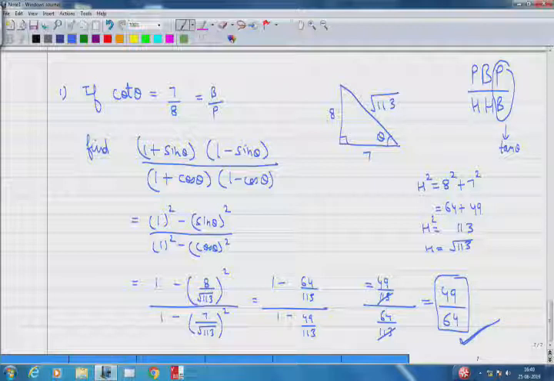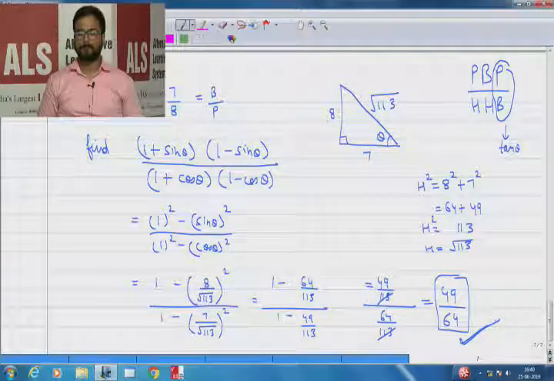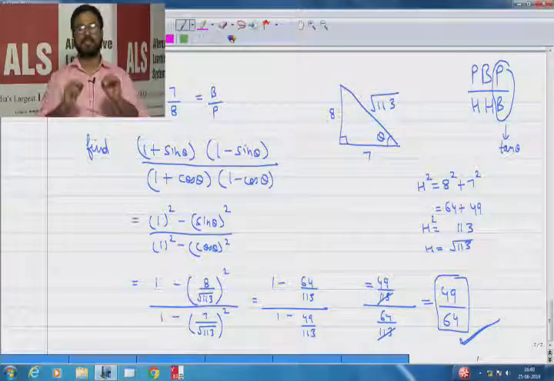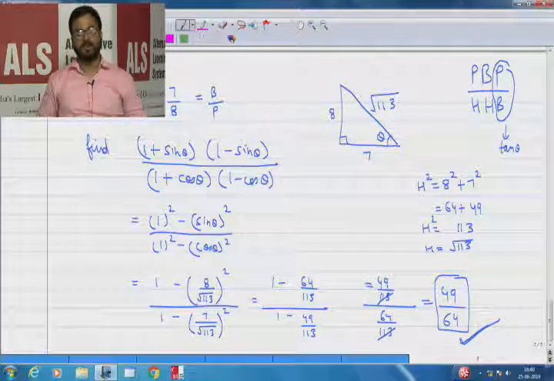Is this clear? I have just substituted the values and then done the simplification, nothing else.